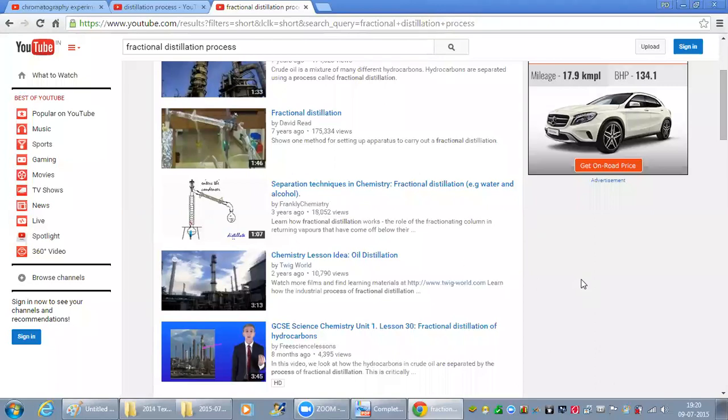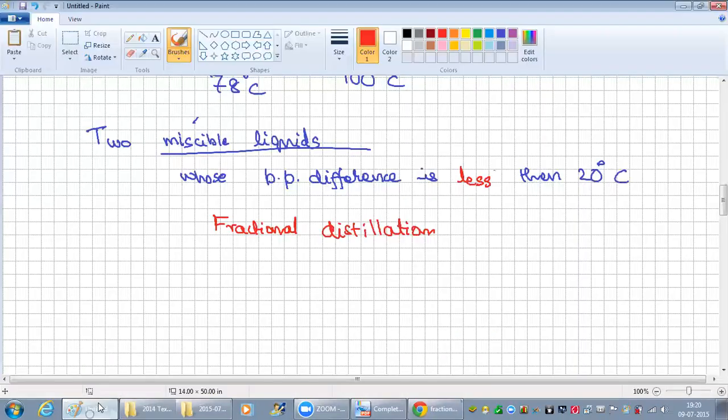Okay, that was fractional distillation. This method is used for two miscible liquids whose boiling point difference is less than 20 degrees Celsius.